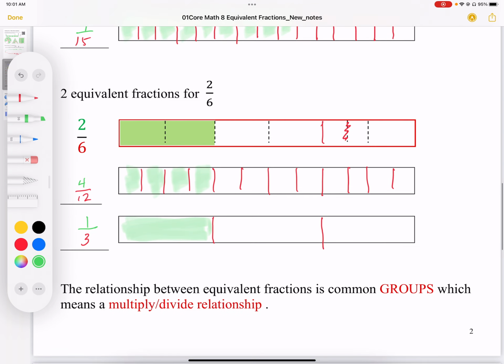So these are grouping. If I do regrouping of the numerator and denominator, which means times and divide, we can find equivalent fractions. So equivalent fractions are to do with groupings or times and divide.